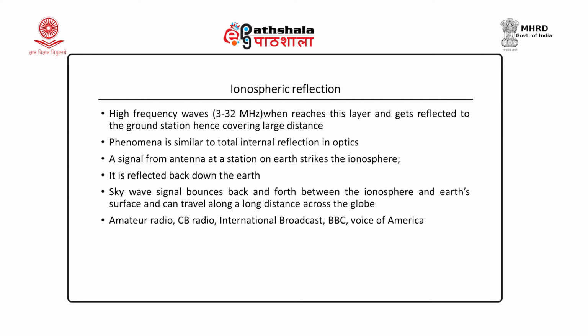By bouncing up and down from the ionosphere. This type of waves are known as sky waves, and the propagation is known as ionospheric propagation, and the waves in the range of 3 to 32 megahertz undergo this type of behavior. The applications are amateur radio, citizen band radio, that is CB radio, international broadcast, BBC, Voice of America. These all used the transmission in the ionospheric propagation way.